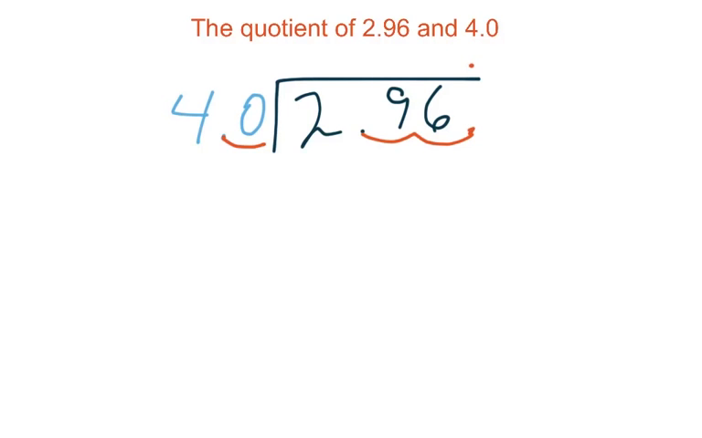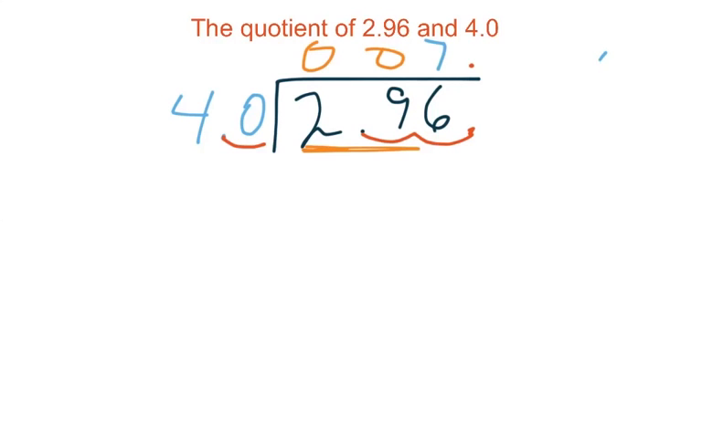So as I do that and I look at 40, I know that 40 cannot go into 2. And 40 does not go into 29. 40 does go into 296. And if you think about your multiples of 4, I can go all the way up. I think it's 7 times. So put a 7 right there.